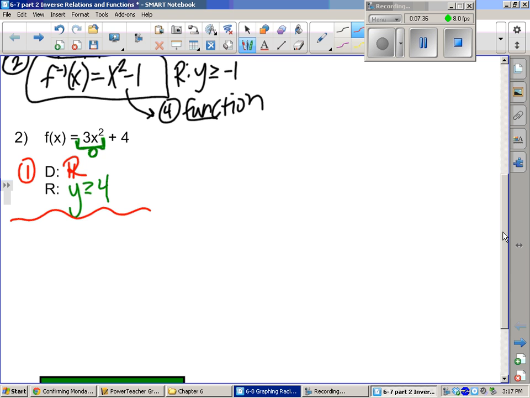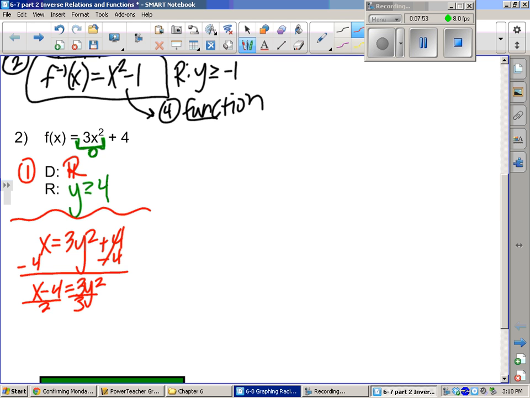Second thing we need to do is find the inverse equation. When we do that, we switch the x and the y, and then we solve for y. So we're going to subtract 4 to start. X minus 4 equals 3y squared. Now, can I square root right away? Gotta get it alone first. Divide by 3. I'm pretty sure your book's leaving your fractions like that.